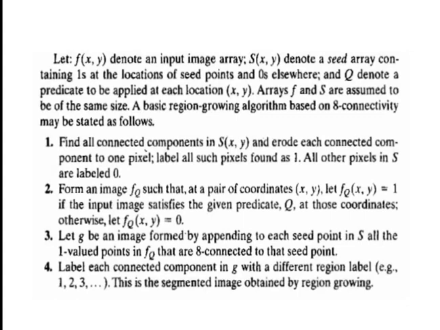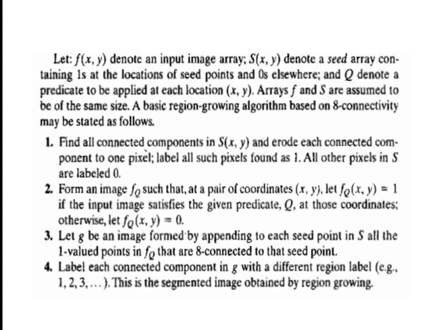First, find all the connected components in s of x comma y and erode each connected component to one pixel. Label all such pixels found as 1. All other pixels in s are labeled 0. Second, form an image f sub q such that at a pair of coordinates x comma y, let f sub q of x comma y equal 1 if the input image satisfies the given predicate q at those coordinates, otherwise let f sub q of x comma y equal 0.